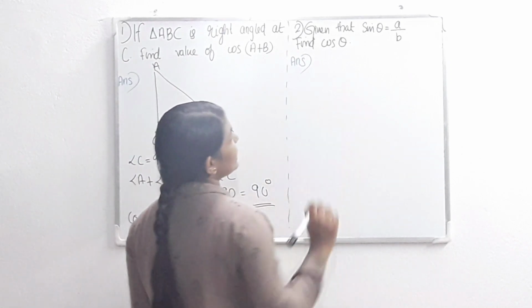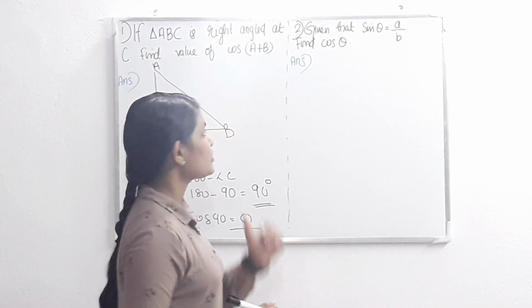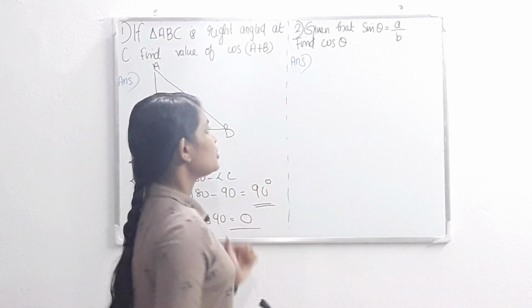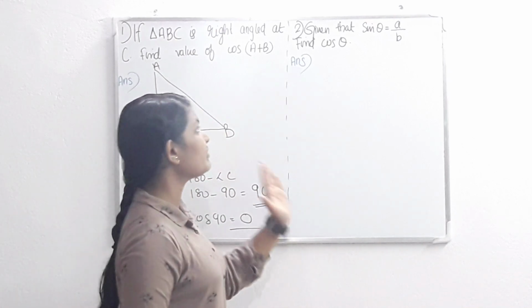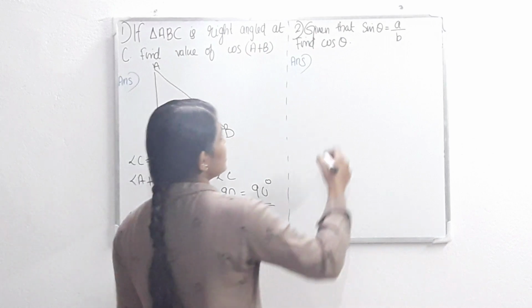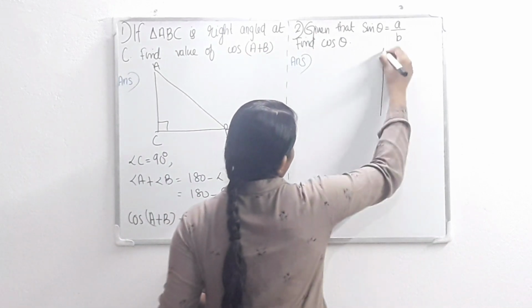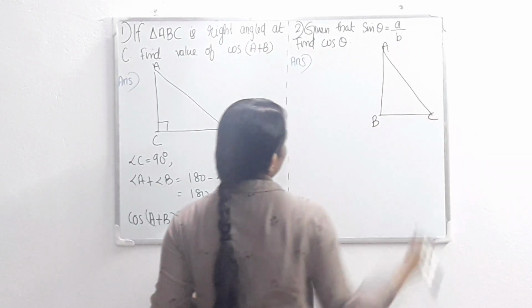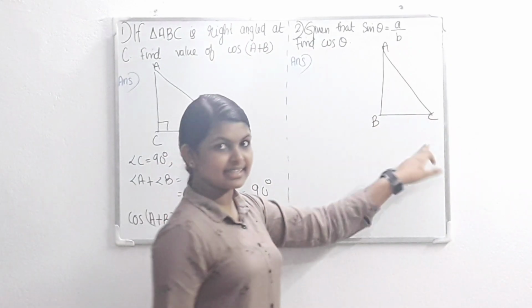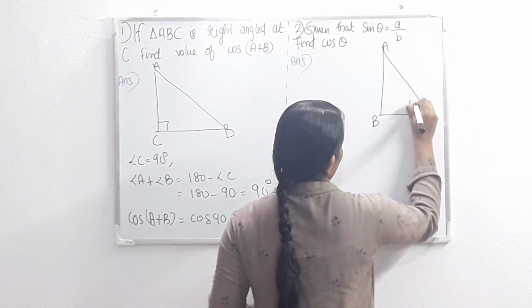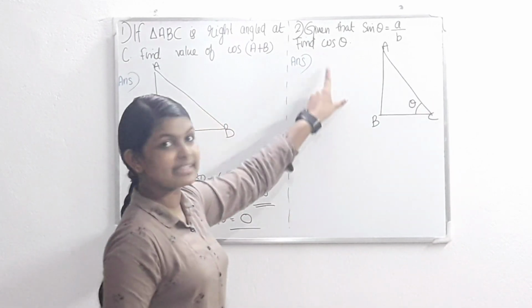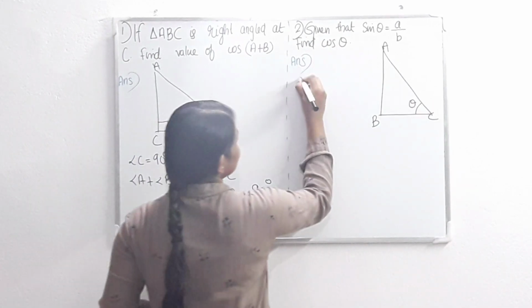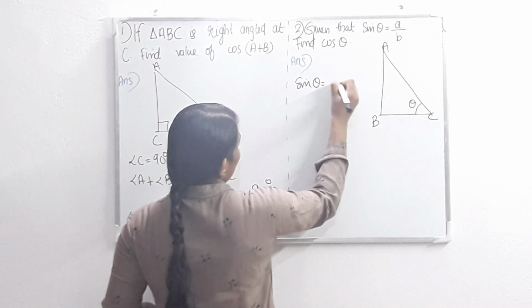Here it is given that sin theta is equal to a by b, and we have to find the value of cos theta. If we get questions like this, first of all we have to consider a right triangle. So we can consider right triangle ABC, and we can take this angle C as theta. Now it is given that sin theta is equal to a by b.